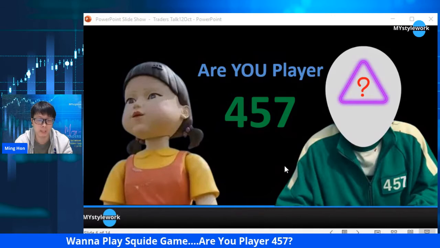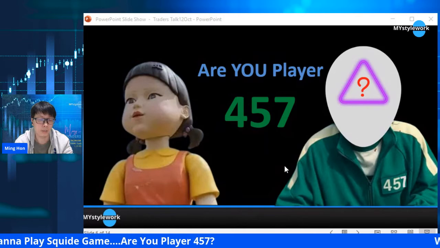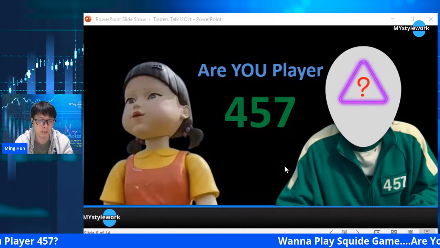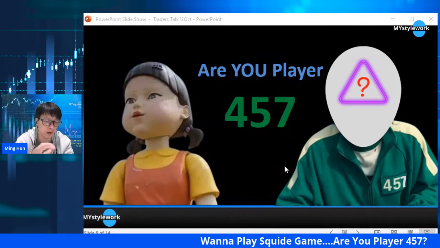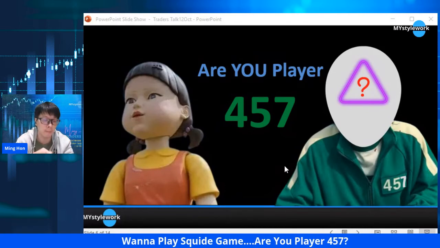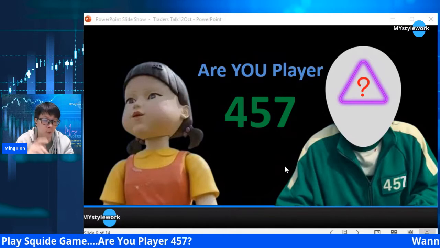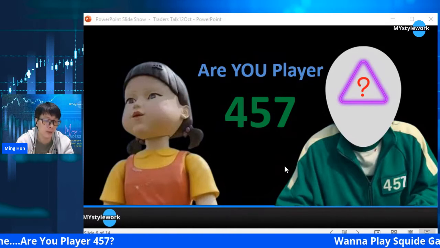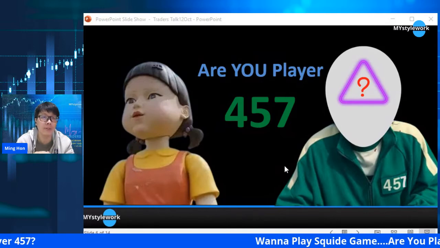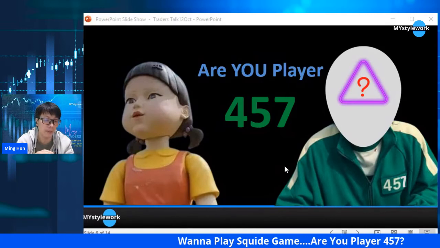45.6. Oops. What is this? 45.6. I think it's a lot of money lah, because all the eyes of the players all become big already. And basically the life of one person is actually worth 100 million won.